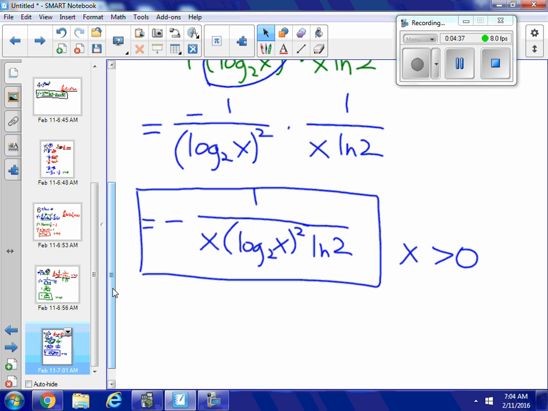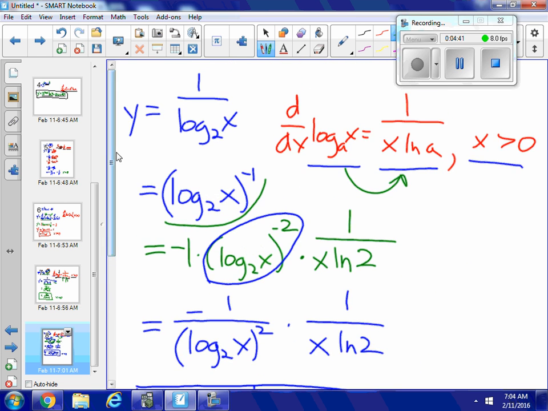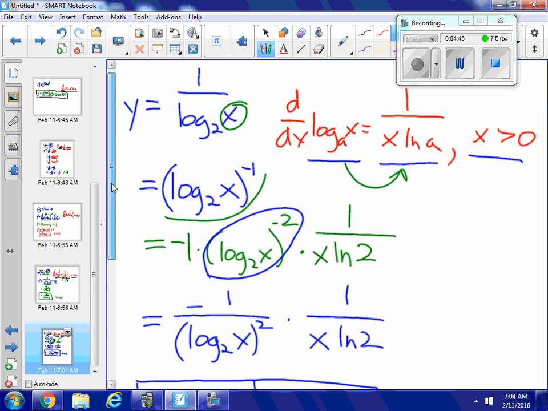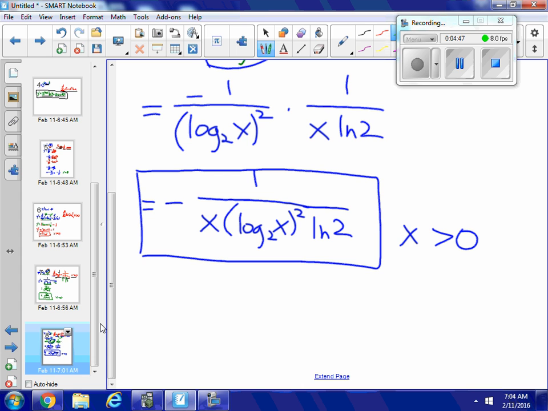And you can kind of see that x has to be greater than 0, not only because in our original problem we cannot have a logarithm with an argument of 0 or less, but also now in my derivative, if x was 0, my denominator here would be 0, and that wouldn't work either.